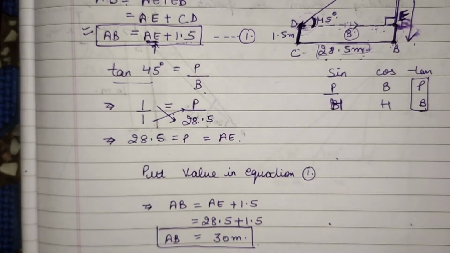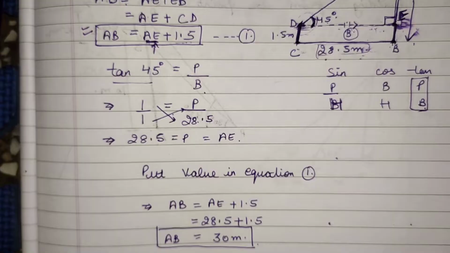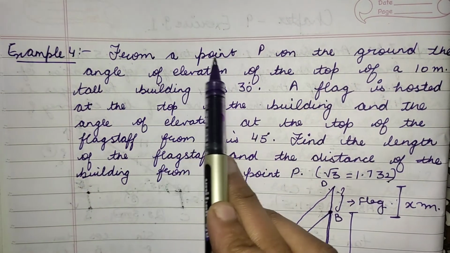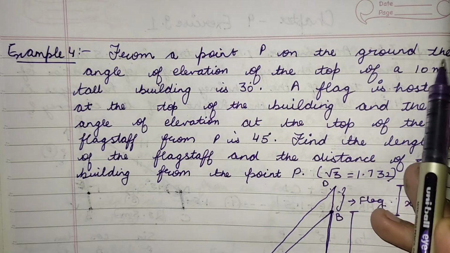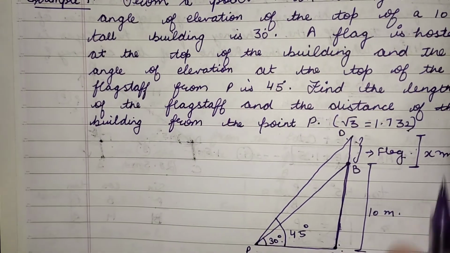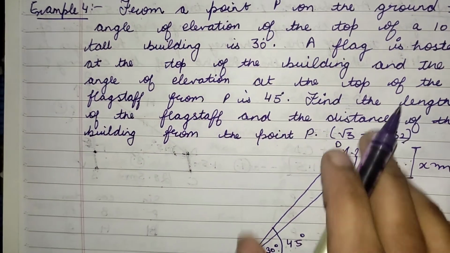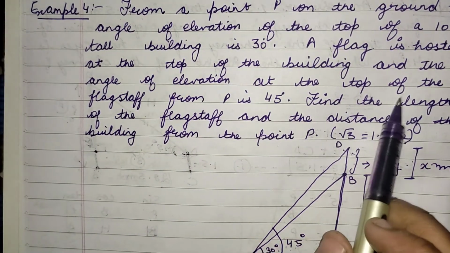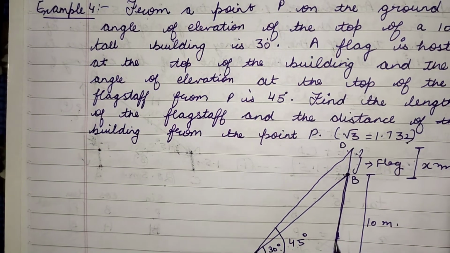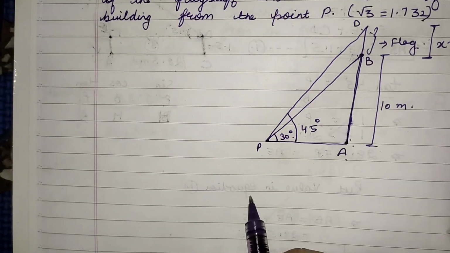You do not need to cram the complete table. Okay, so moving to question number 4. Question number 4 says what? From a point P on the ground, the angle of elevation of the top of a 10-meter tall tower building is 30 degrees.